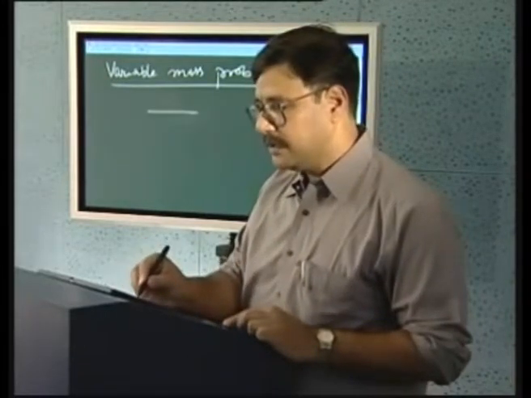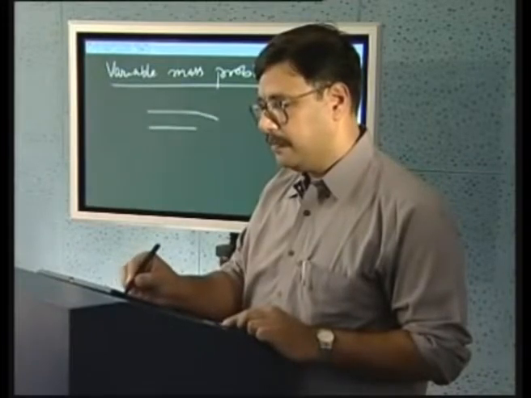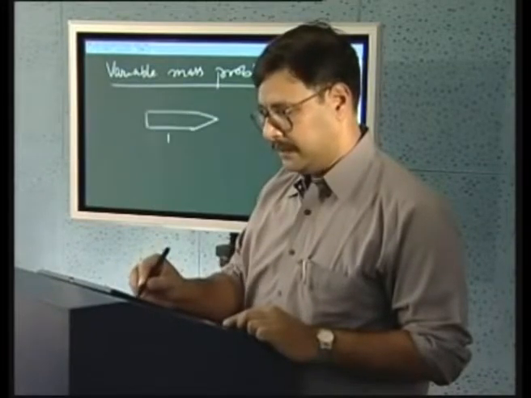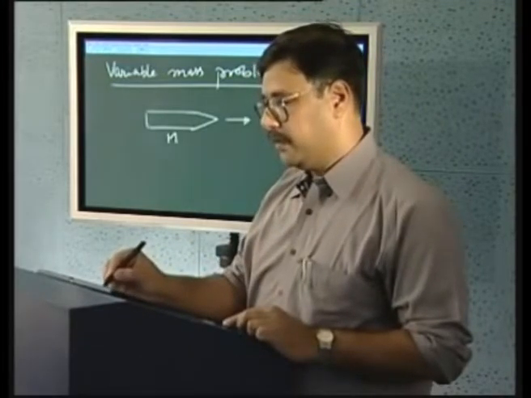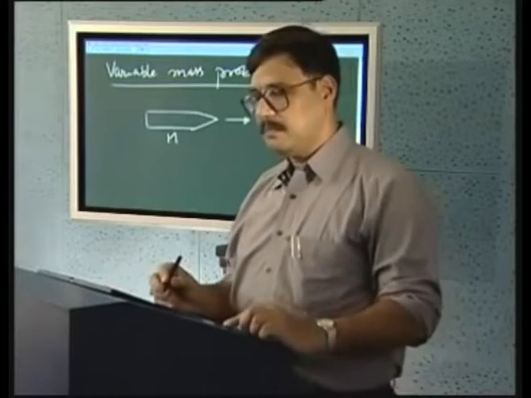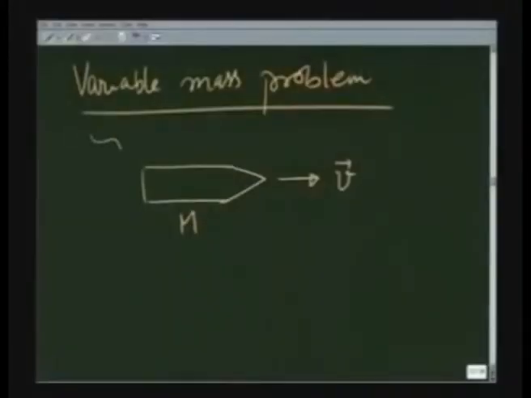So, to formulate this, let me take a mass m, which is initially moving with velocity v, and onto this I add a mass delta m, which was coming in with velocity u.